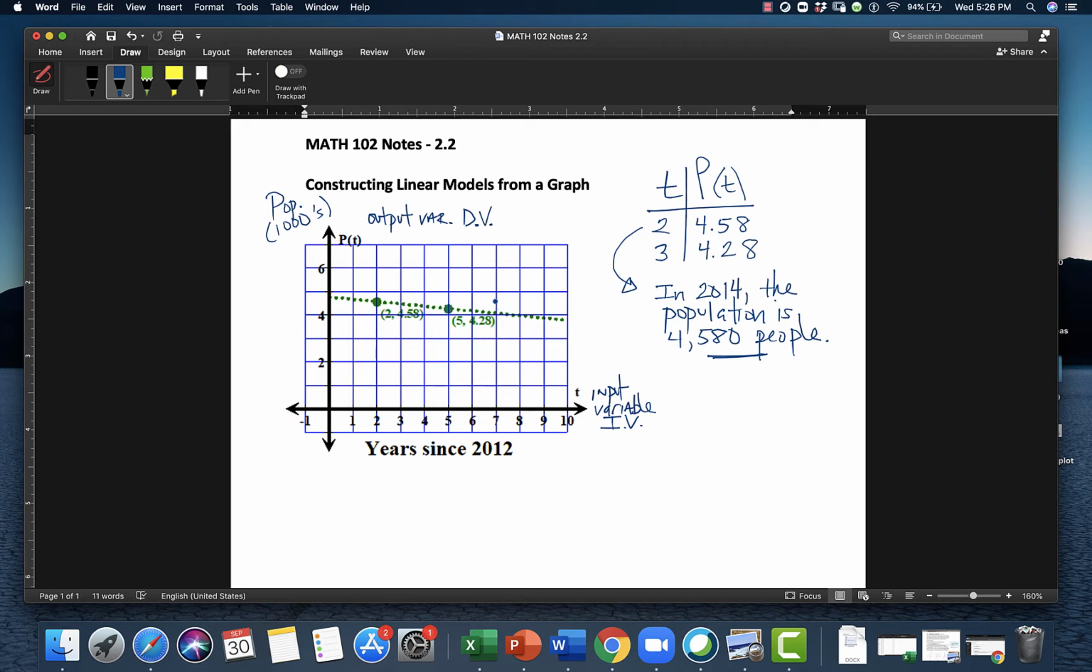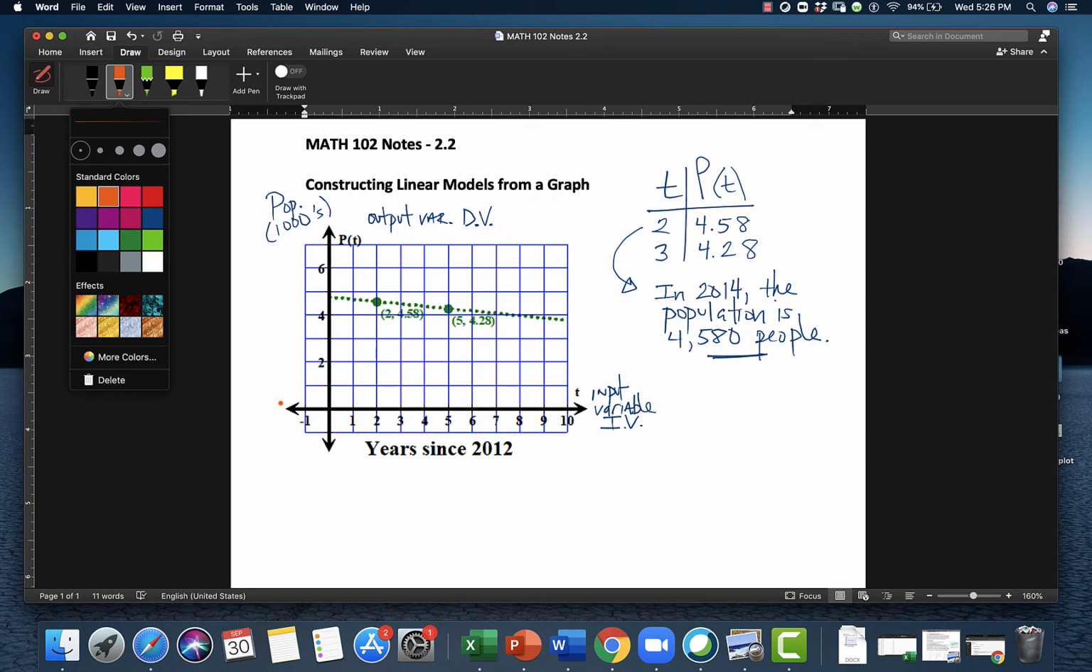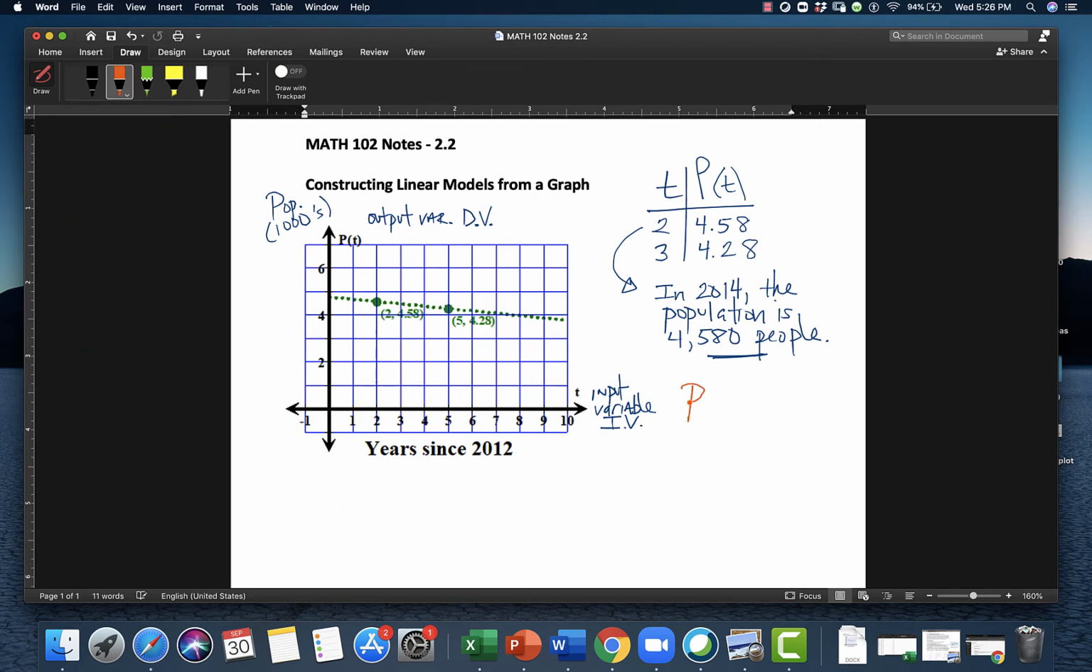All right, so the model. The linear model is going to be of the form p of t, because that's the output variable over here. P of t is equal to m times t plus b. T is the input variable. And we're going to find m and b from the data points.